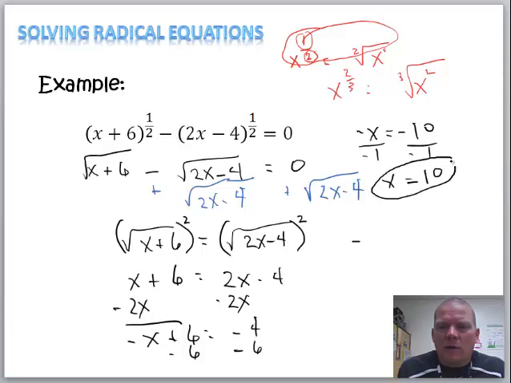And then if I wanted to check it, I could take it and plug it in here. 10 plus 6 is 16. The square root of 16 is 4. 2 times 10 is 20 minus 4 is 16. Square root of 16 is 4. 4 minus 4 is 0. So you'd see it would come out correct.